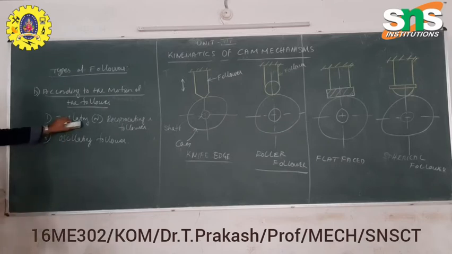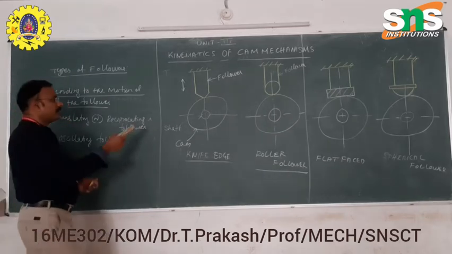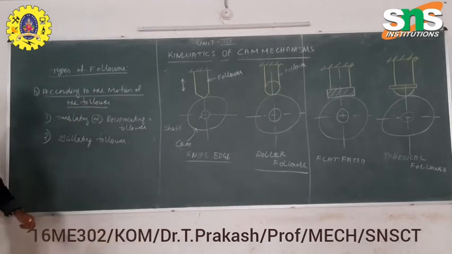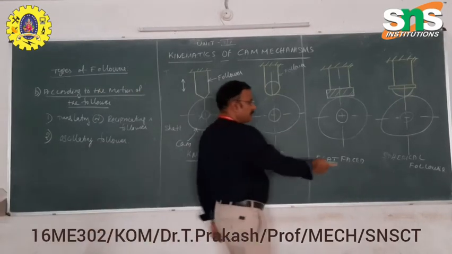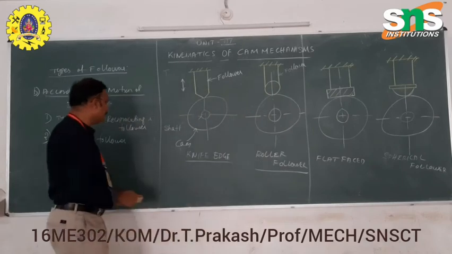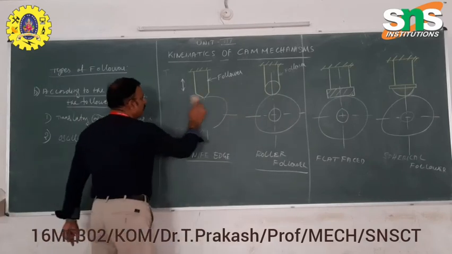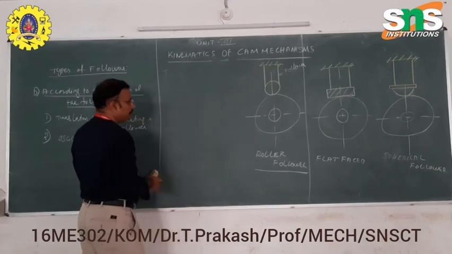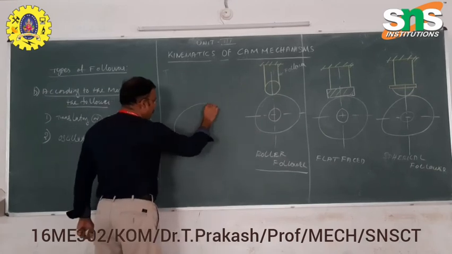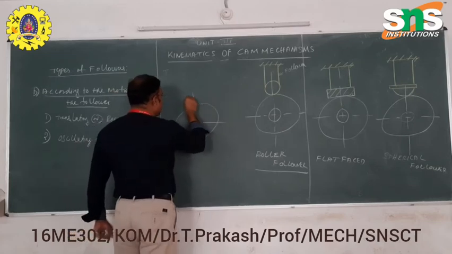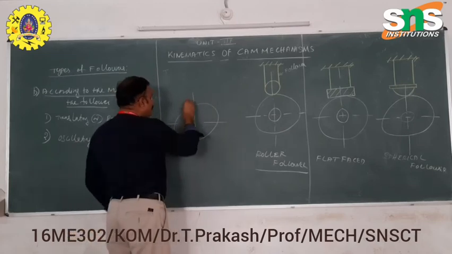What is the meaning of translating follower? The translating follower is nothing but it will move up and down, just in a translation manner. In oscillating follower, most of the cases in flat face and spherical follower will have some oscillating nature of the follower. You can see the diagram, the same diagram. The follower has some oscillating nature in spherical follower. The same profile, but the follower will be in oscillating nature.